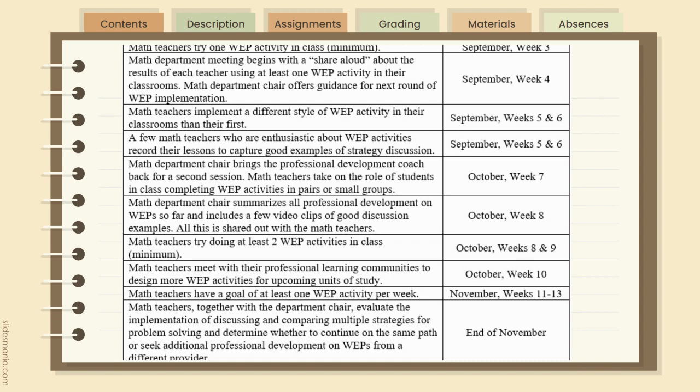Then in November, when we get to weeks 11 through 13 of the school year, we would ask that we get to the point where math teachers are doing at least one WEP activity every week, and hopefully with some kind of variety, not the same type each week. By the end of November, math teachers, together with their department chair, should be able to evaluate how was this action plan implemented, and do we need to continue on the same path? Is it working, or do we need to seek additional professional development, perhaps even from another provider?